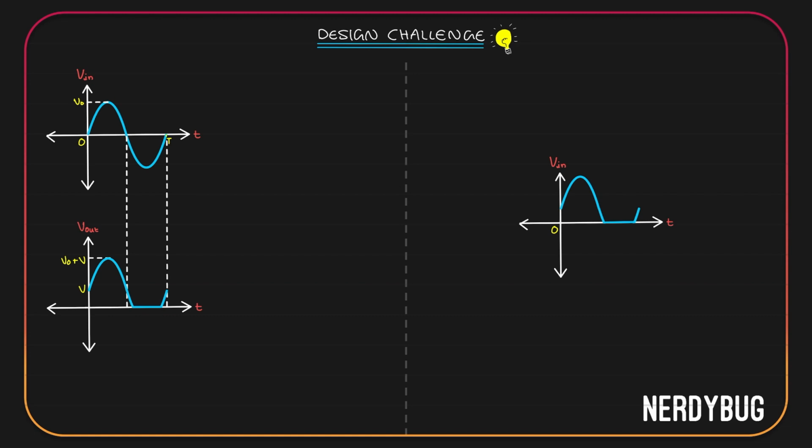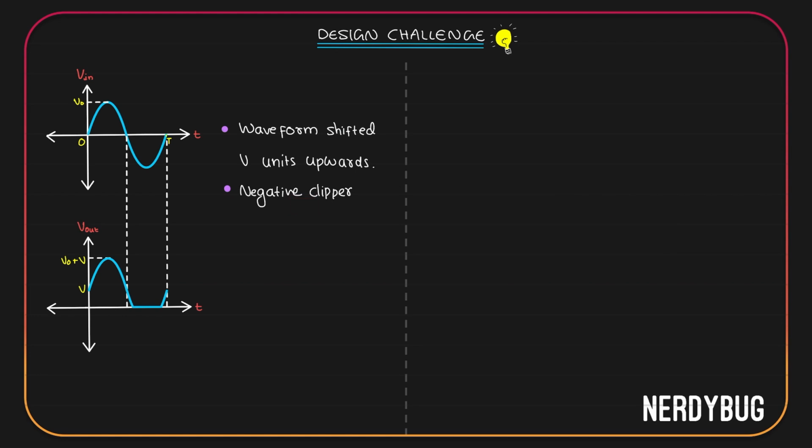So my circuit should do two things. Shift the waveform V units upwards and clip the negative part. Let's write it down. Waveform should be shifted V units upwards and it should be a negative clipper. Let's design the circuit. To clip the negative part, I will take a half wave rectifier. To shift the waveform V units upwards, I will add a cell of potential V in the direction of the V input. I'll get a circuit that looks like this.